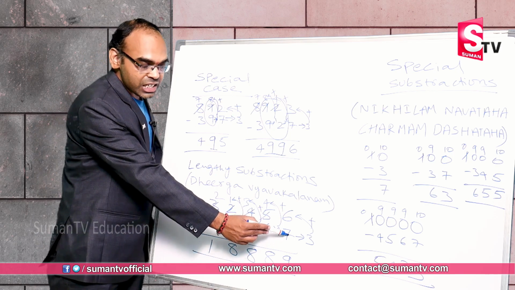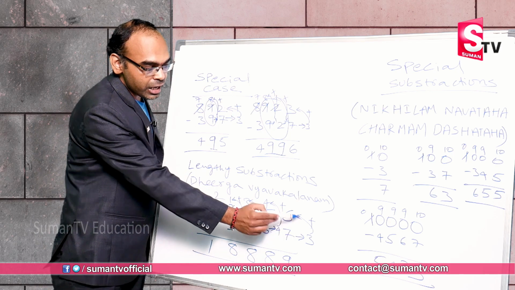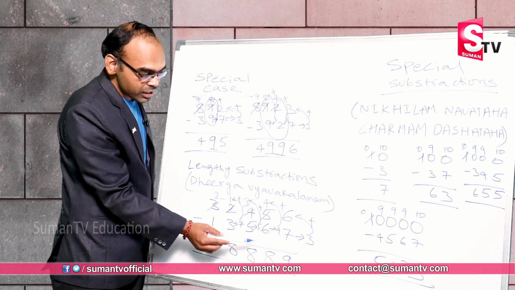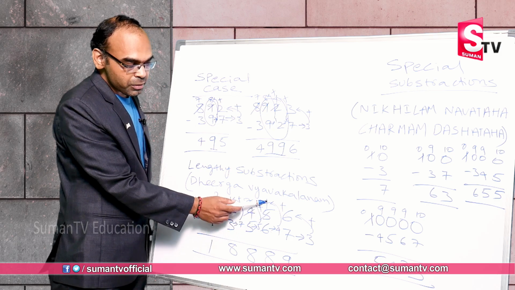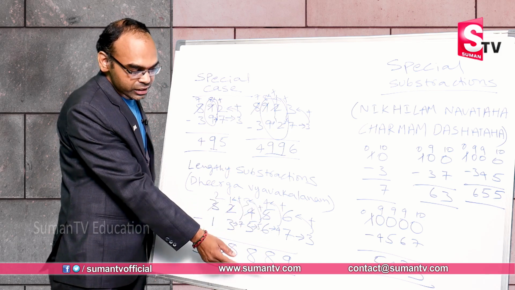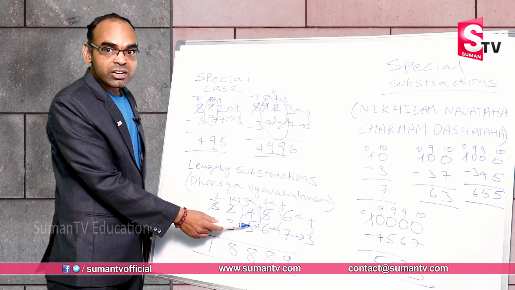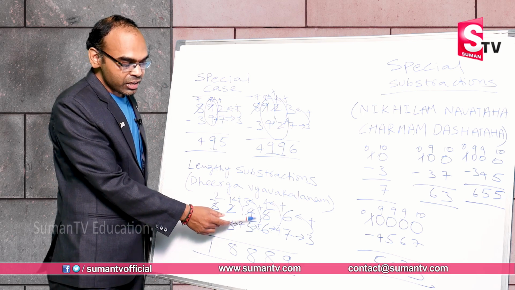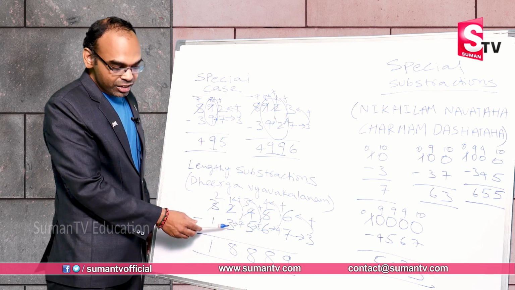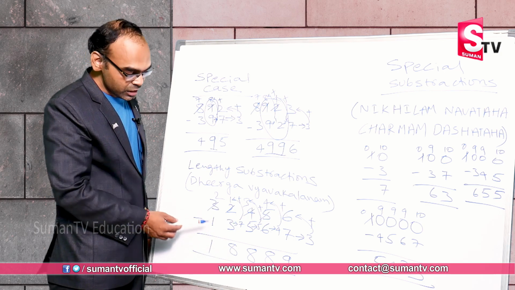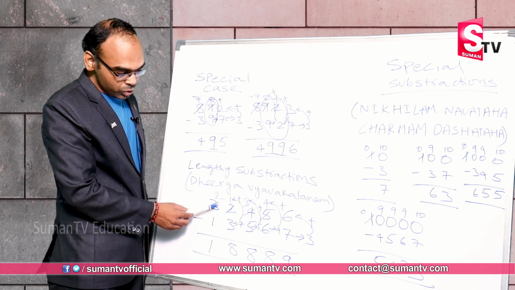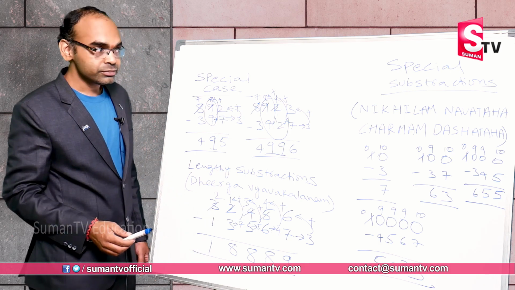Okay, here for 7 the complement is 3. 3 plus 6 is 9. Here for 6 the complement is 4. 5 will become 4. 4 plus 4 is 8. Here for 5, the complement is 5. 5 plus 3 is 8. Here for 3, 7 is the complement. 7 plus 1 is 8. Here 3 becomes 2. 2 minus 1 is 1.